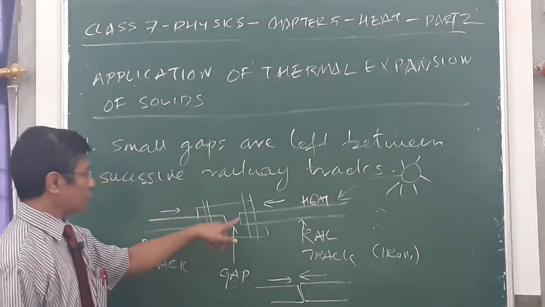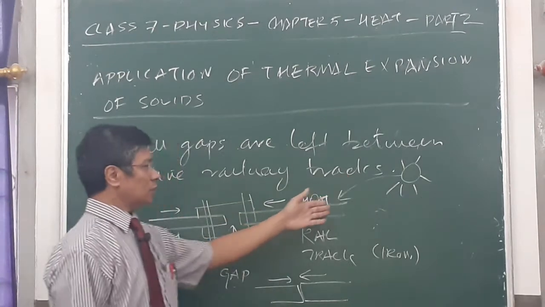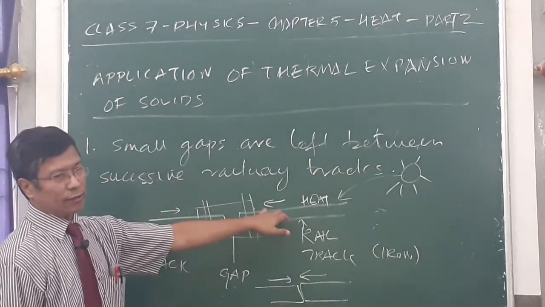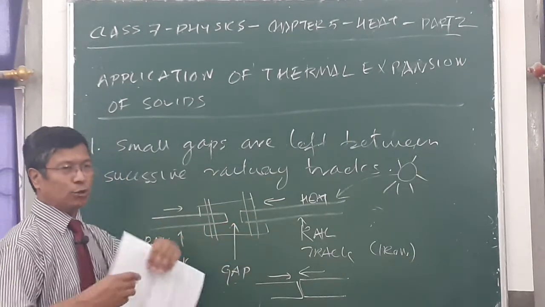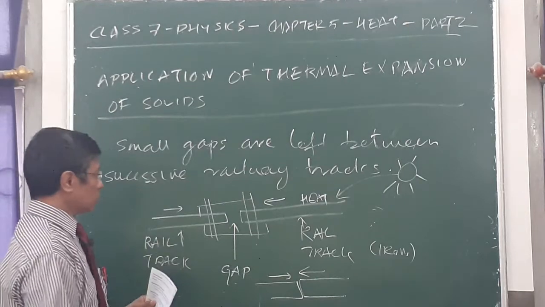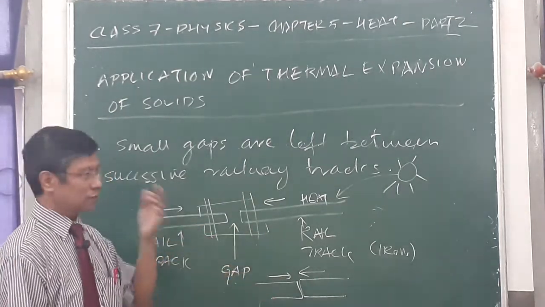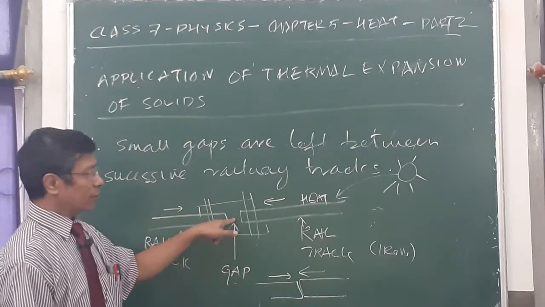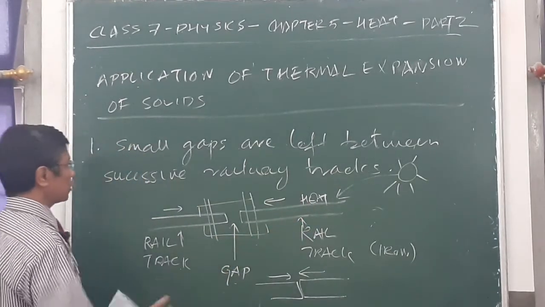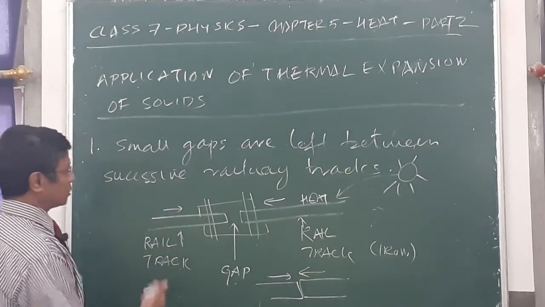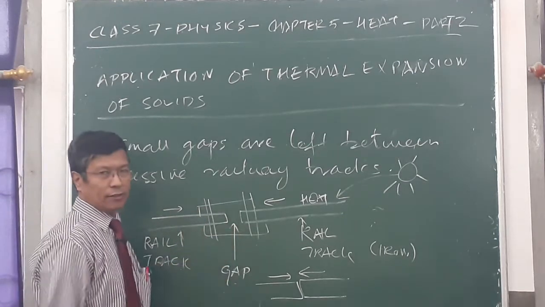Supposing the railway track was kept in such a way that there was no gap in between, then during the day when the sun shines on the railway track, these two railway tracks would have pushed against each other and they would have bent. So, to prevent the railway track from bending and causing a problem, or even an accident, the gap is left in the railway track to allow for the expansion due to heating. This is one of the applications of thermal expansion of solids, and by this knowledge we know that we must leave a gap between the railway tracks.